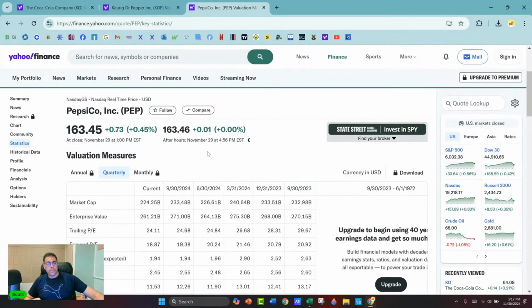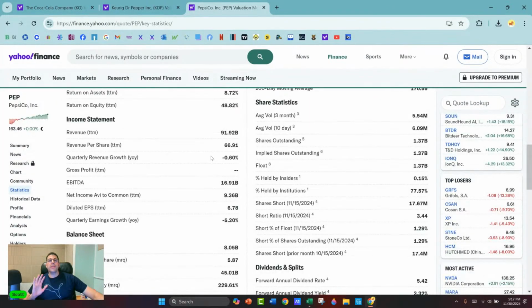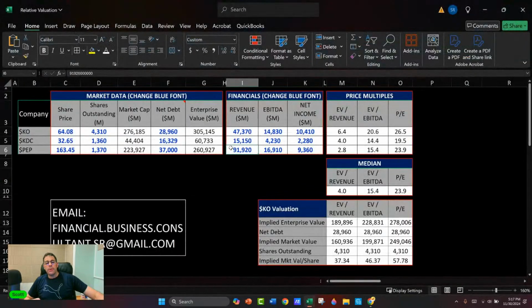Revenue. Pepsi's revenue is always so much higher than Coke's. I don't know if anybody's noticed that. Pepsi's revenue is nearly double Coke's, and Pepsi's a smaller company. Do you guys know why? It's a pretty obvious reason once you know why.